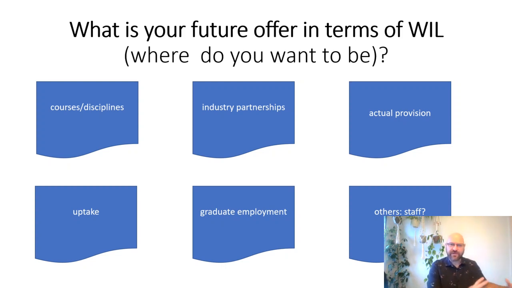So having defined where you are, point A, and you've shared these lists and you've discussed these things, having thought about your own strategies, how you would like to position yourself, who the stakeholders are and how that dictates what you should be doing as a department or as a faculty, I'd like you now to ask these questions again, but about your future. What is your future offer in terms of work integrated learning? Where are you going? What do you want it to be?